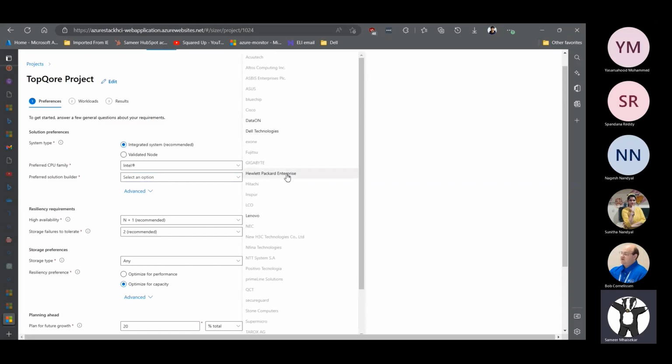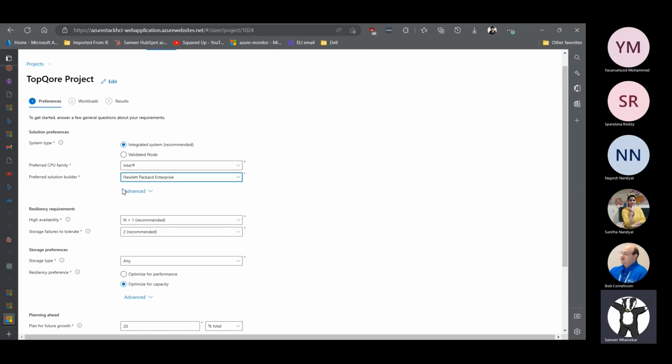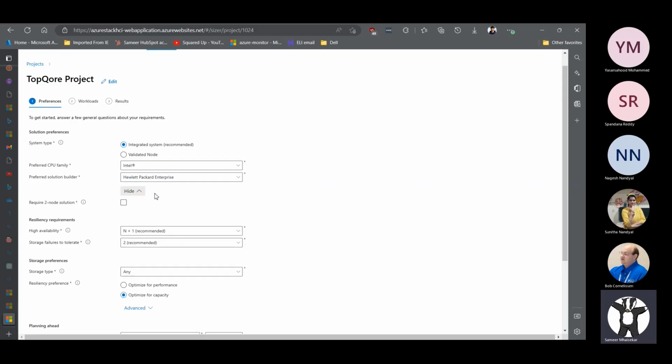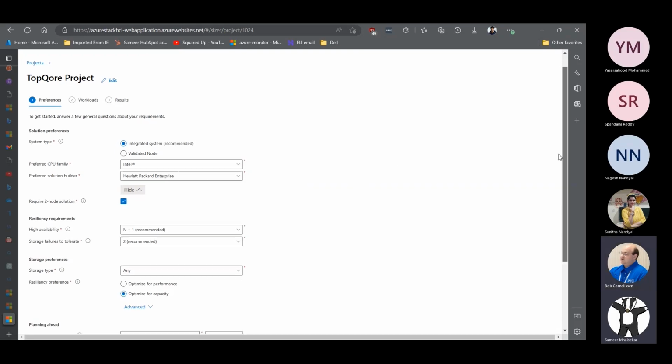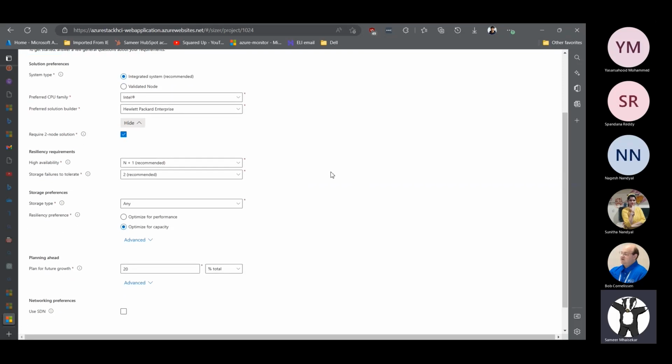Let's go with whatever, HPE, for example. Now there are advanced settings. If you require a 2-node solution, or if you don't choose this, it is going to give you a node solution that has more nodes in it, right? But for whatever reason, if you're constrained to 2-node solution, then make sure to check the box.